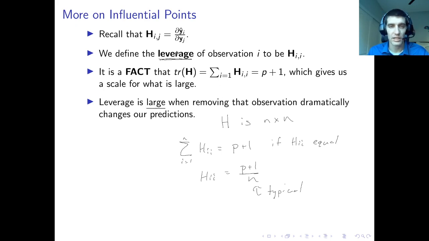In general, the idea is that the leverage is large when removing or changing the observation will dramatically change our prediction. Okay, that is, the jth observation will change our predictions a lot. We know this in that the magnitude of the partial derivative is large.